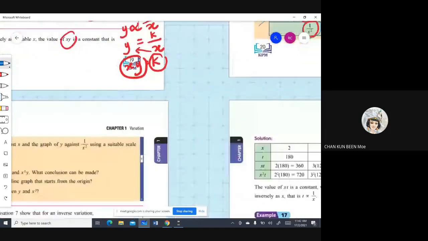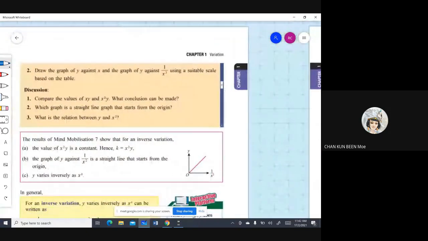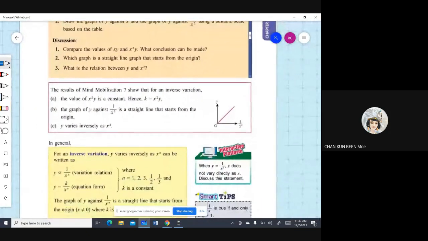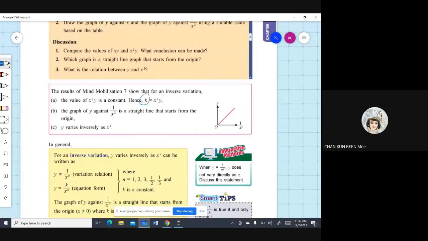Next page, I'll show you directly with the answer. Therefore, the constant is x squared y, because just now we got the value of x squared y, and everything is 180, right?